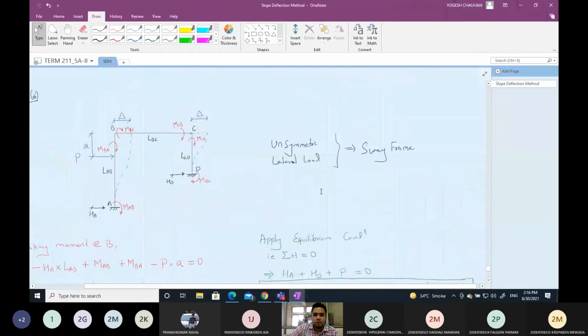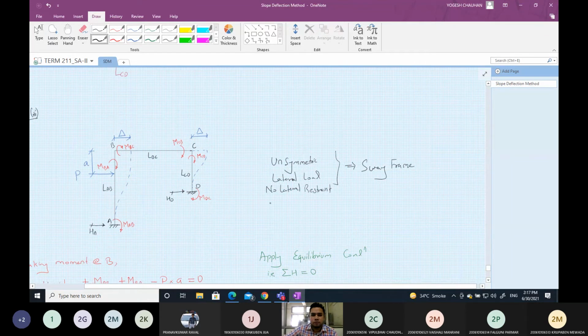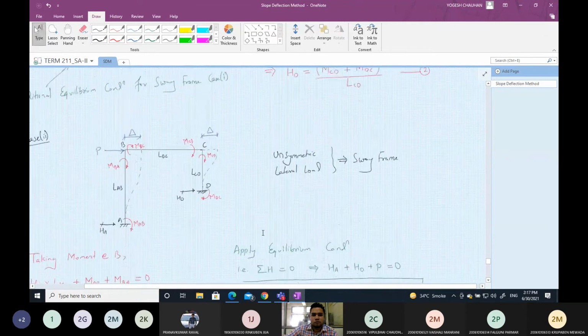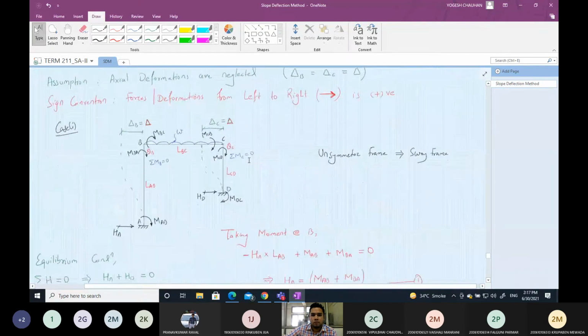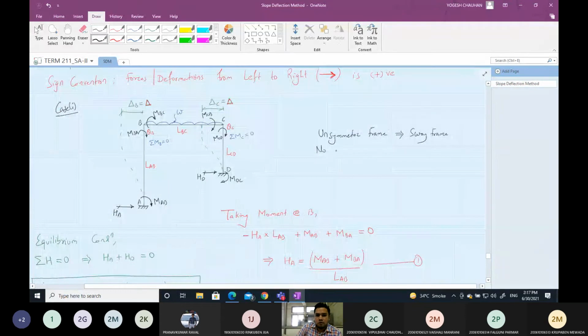No lateral restraint, no lateral restraint. And here also no lateral restraint.